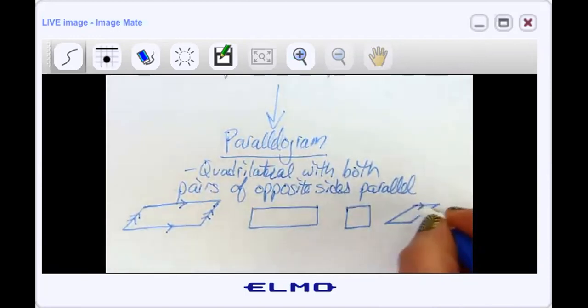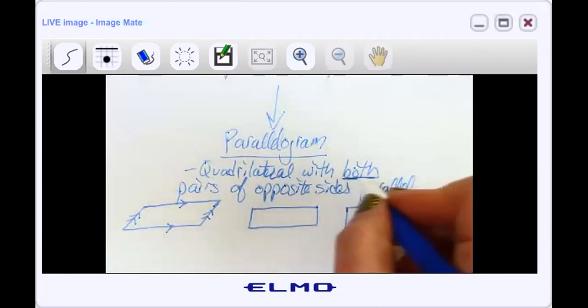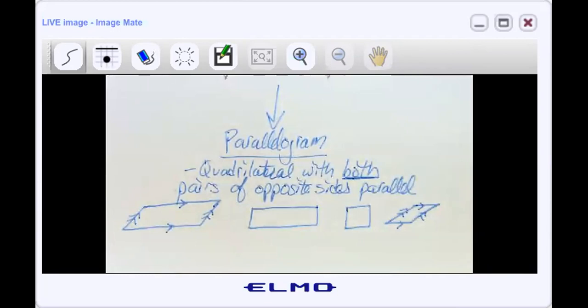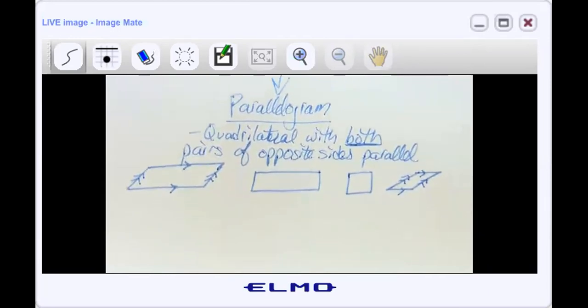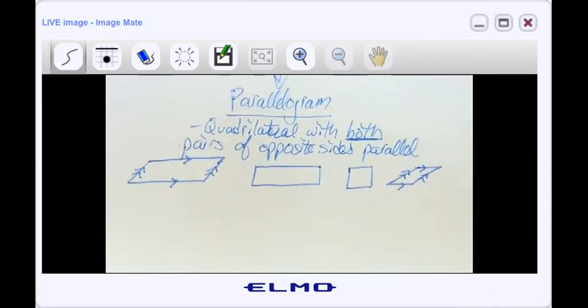Okay, so as long as you have both pairs of sides parallel to each other, and it has to be both. So actually, let's make a big deal about that. Both pairs of opposite sides parallel. And that's all you need to create a parallelogram. As long as I have 4 sides and opposite sides are parallel, I have a parallelogram. Questions so far? No? All right. Old news, right? You guys have seen these before.